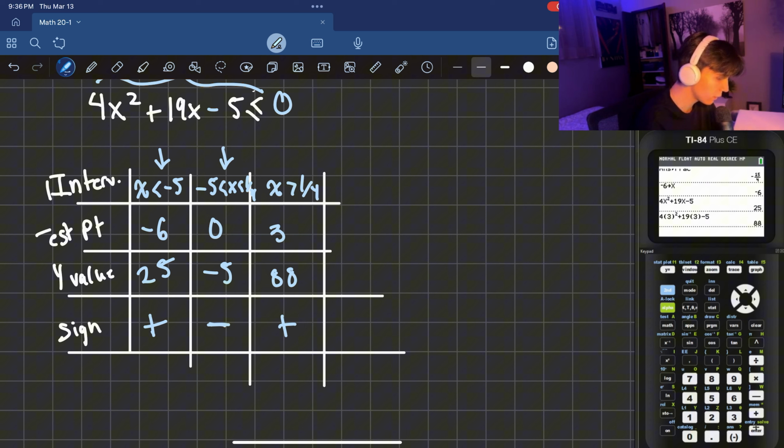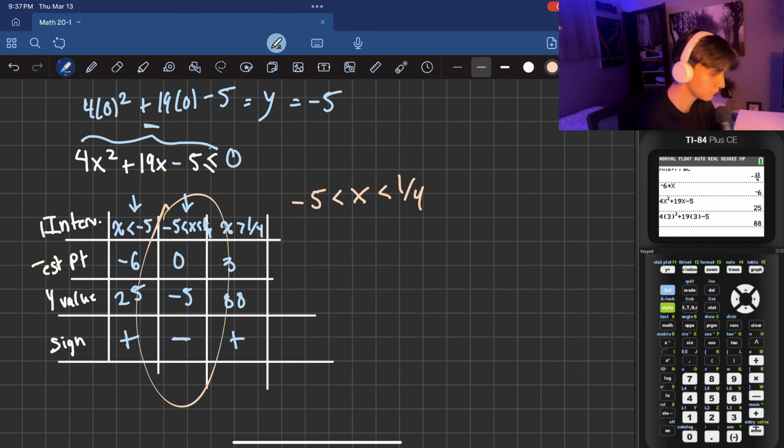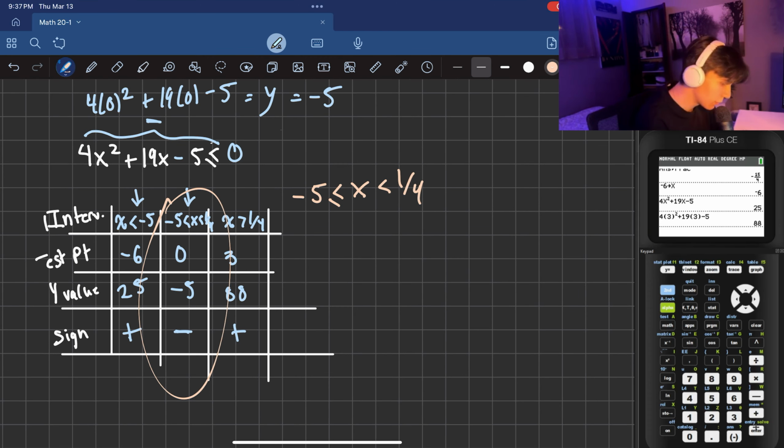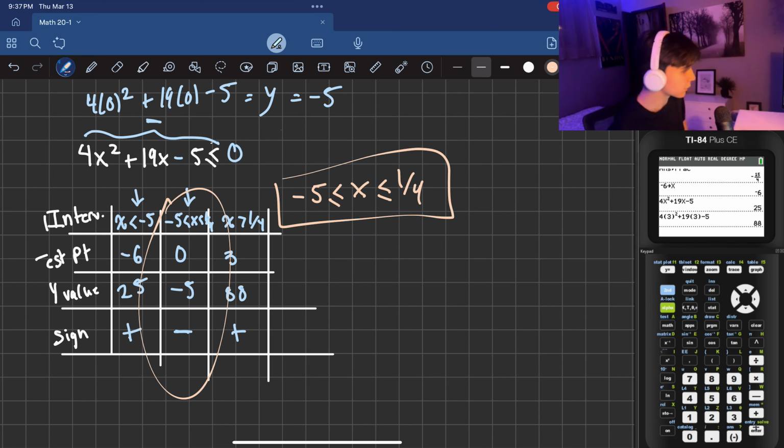So which interval gives us a negative output? The only one that gives us a negative output is going to be where -5 less than x less than 1/4. All we have to do is add our or equal to signs on the bottom, and then you box your answer. And that is how you solve using roots or test points.